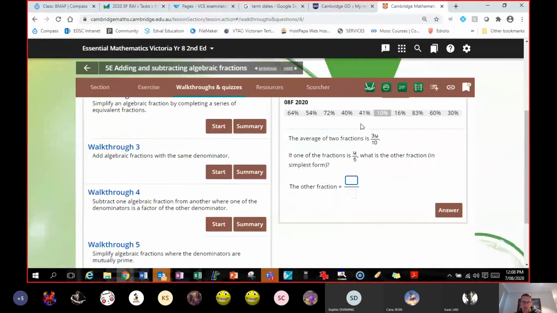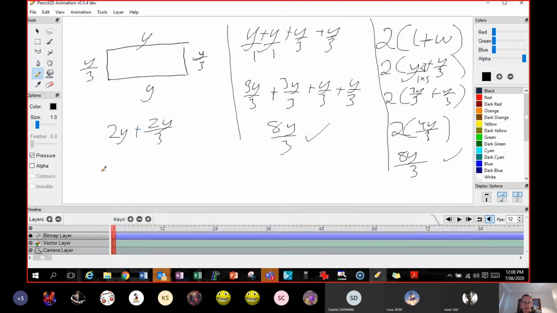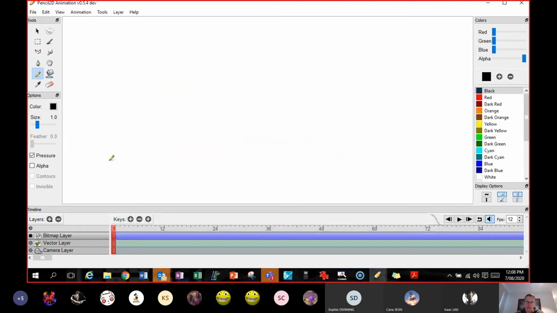The 10%er, this is the one I was interested in. The average of 2 fractions is this. If one of the fractions is u on 5, what is the other fraction? So it's the average. Don't forget, when we take the average, we add 2 things together, and then we divide by 2, and that gives me my average.